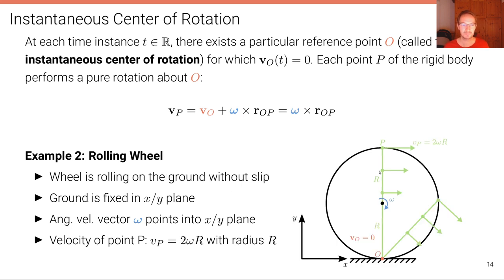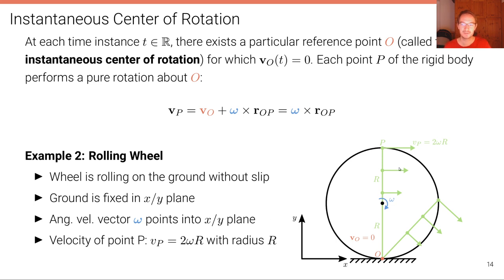Let's consider a second example, which is a rolling wheel. In this case, the wheel is rolling on the ground without any slip. The ground is illustrated here at the bottom. So you can imagine that now this point in the center of the wheel moves towards the right because the wheel is rolling on the ground. The ground is fixed in the xy plane, so the ground can't move. So the wheel must move. And the angular velocity vector, the omega, points again into the xy plane.